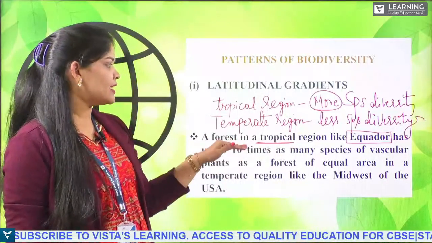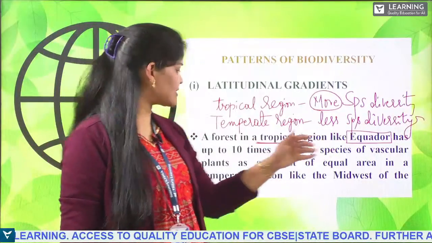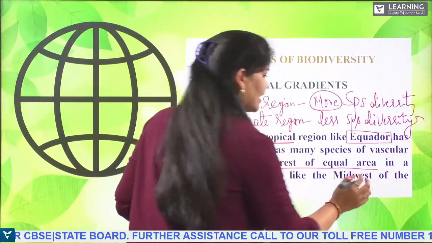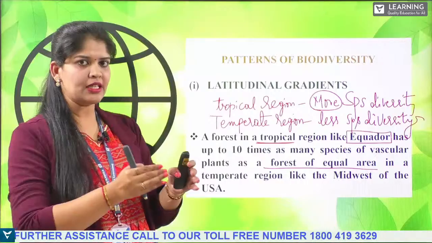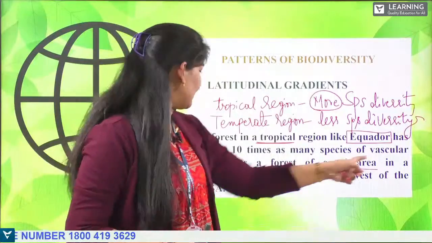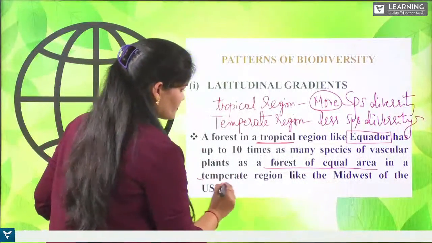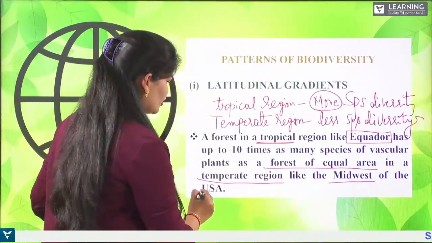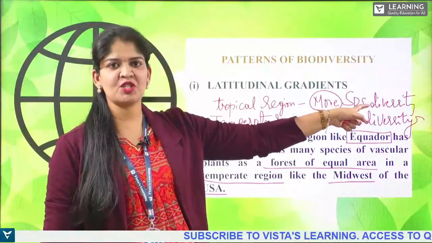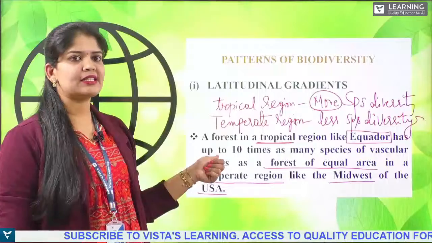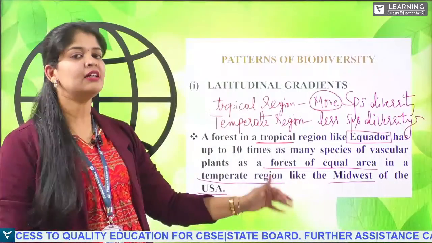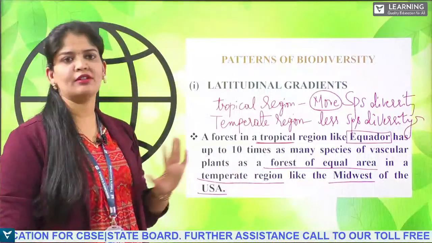So here, 10 times as many species of vascular plants when compared to a forest of equal area. The area is equal, same forest, but an equal area of forest is present in two regions. One is the tropic region and the other one is the temperate region, like the Midwest of USA. So Ecuador has more species diversity. That is what we are telling. It consists of up to 10 times as many species of vascular plants as are present in the same area of forest located in temperate regions, right?